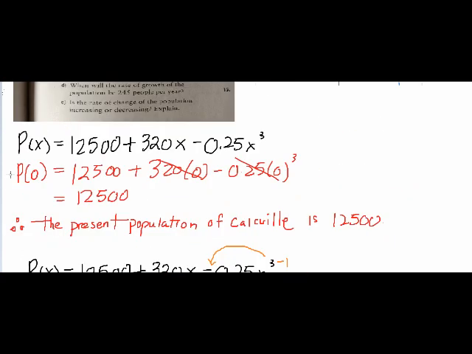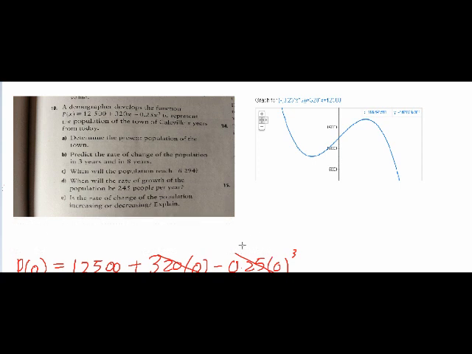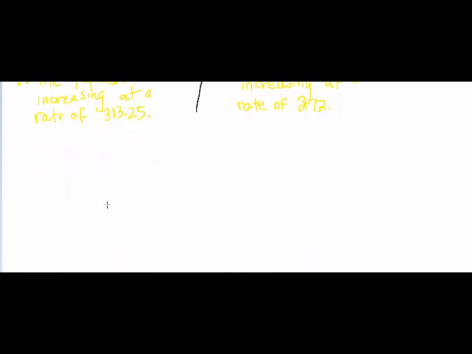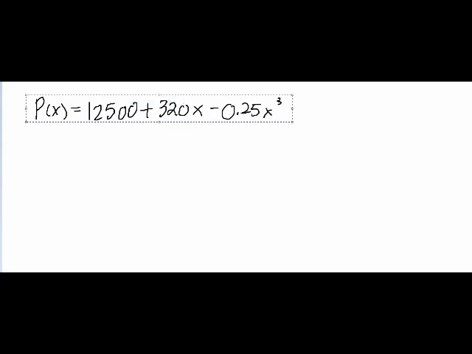Let's move on to question C. When will the population reach 16,294? This question has nothing to do with rate of change, so we use our original equation of P(x), not the derivative. In the question, it tells us that the population is 16,294. That is our P(x), 16,294.